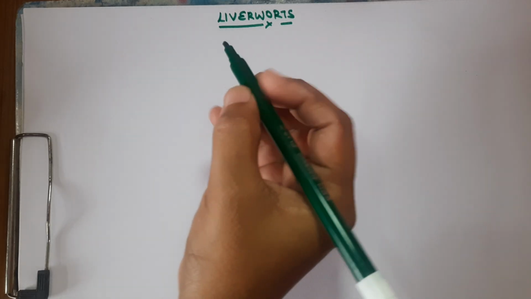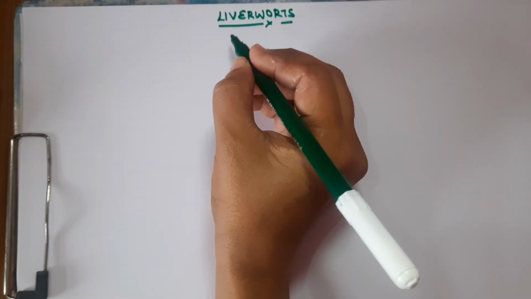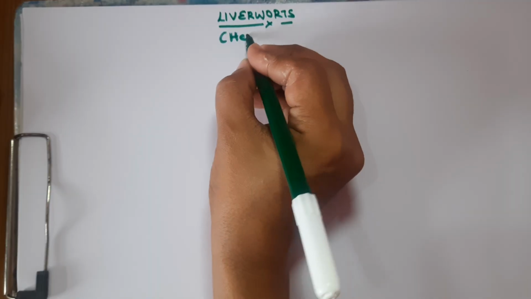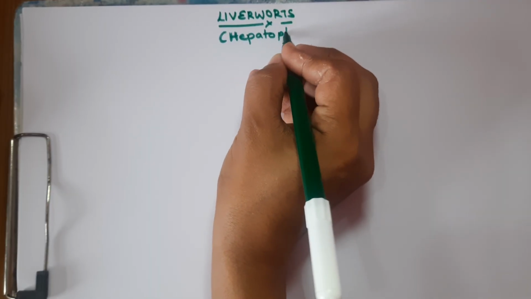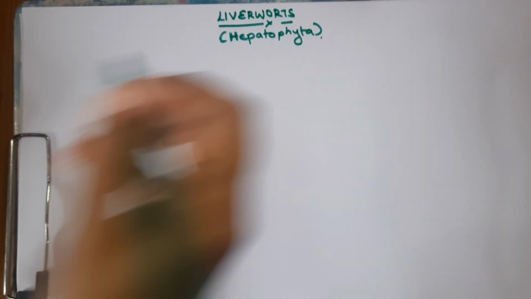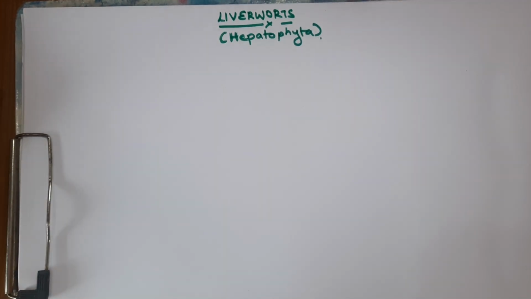In today's video we are going to discuss the liverworts. We already covered the Bryophyta in my last video, and in this video we are going to talk about the liverworts. Liverwort belongs to the division Hepatophyta. These are non-vascular plants that thrive in moist and shady environments, and this is the simplest member of the bryophytes.